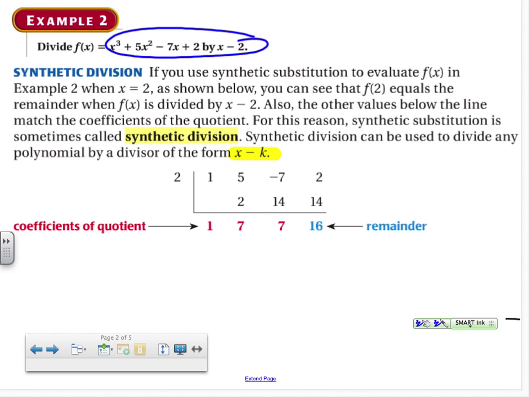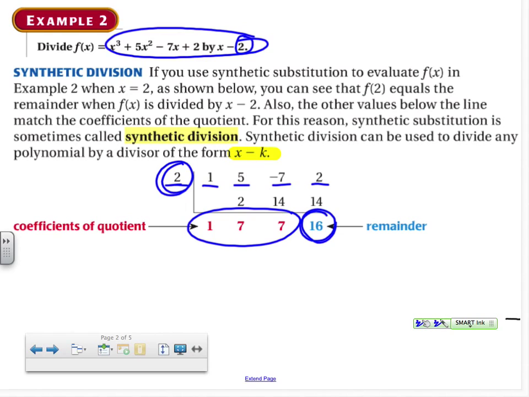And to do it, basically, you use synthetic substitution. You put your coefficients down, and in the box, or outside the box, depending on which method you're using, you put the number that's being subtracted on the bottom. So here we're dividing by x minus 2. So we put 2 there, and really you'd use synthetic substitution for 2. This right here is your remainder, and this right here is the coefficients of your answer.